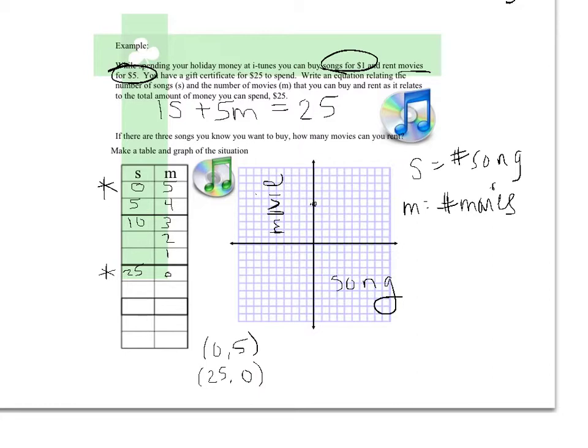Ooh, that's not going to fit. So I'm going to have to change our scale here a little bit. Instead of counting 1, 2, 3, 4, 5, we're going to have a different scale. Maybe 3, 6, 9, 12, 15, 18, 21, 24, 27. So my dot for 25 would fall right after 24, about here. And then I could draw in my line to show that if I have 5 movies and 0 songs, or all the way down to the possibility of 0 movies and 25 songs. That's how you graph a line in standard form.